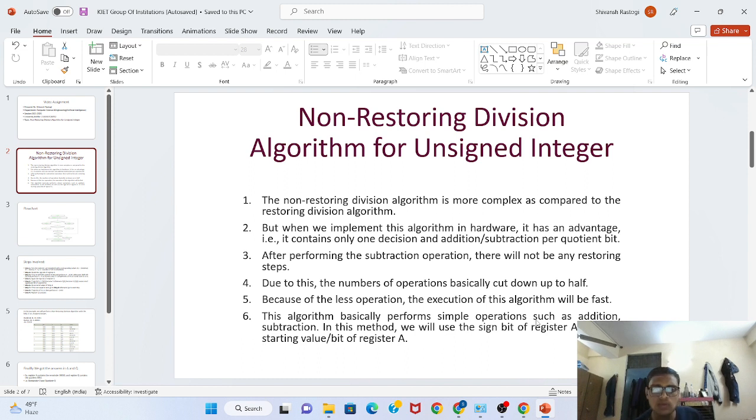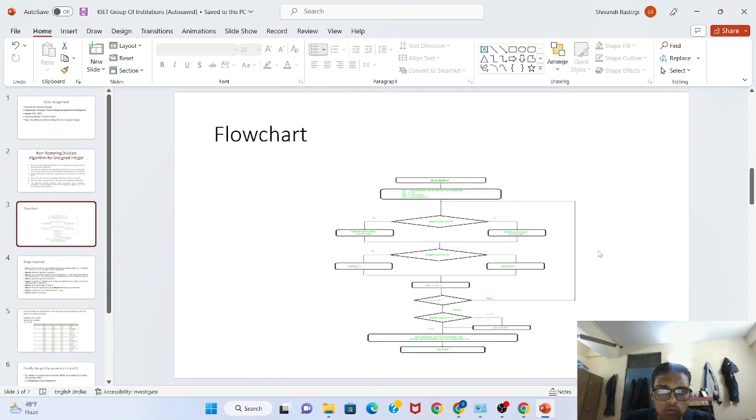So basically this algorithm performs simple operations which are based on addition or subtraction. In this method we will use the sign bit of the register accumulator denoted by A, and 0 is the starting value, that is, we will initialize the register with 0. Okay, so now let's move on to the flowchart.